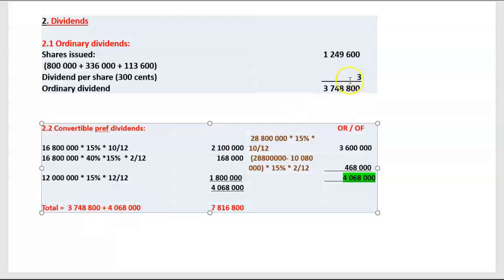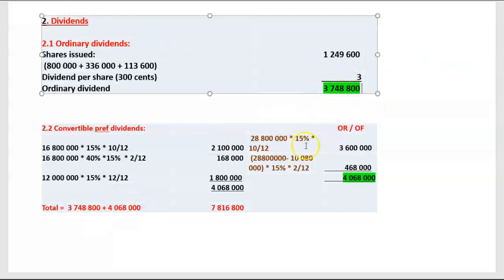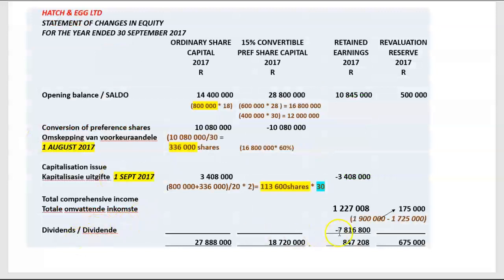Total dividends is then the 3,748,800 plus the 4,068,000, which gives you a total of 7,816,800. Dividends 7,816,800. You are allowed to split your dividends on the statement of changes in equity between ordinary dividends and cumulative and pref dividends, or you can show that as a one-line item. The choice is yours.